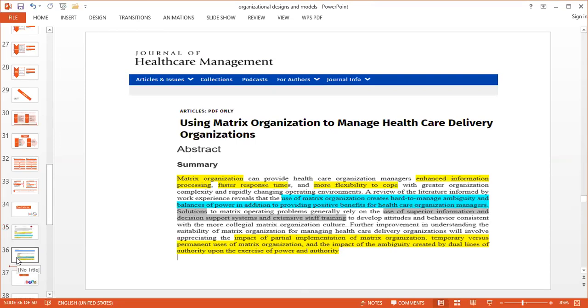The second one is using a matrix organization to manage healthcare delivery organization. Basically, a matrix organization enhances information processing, gives faster response time, and is more flexible to cope. It also covers the impact of partial implementation of matrix organization, temporary versus permanent use of a matrix organization, and the impact of ambiguity created by dual lines of authority upon the exercise of power and authority.